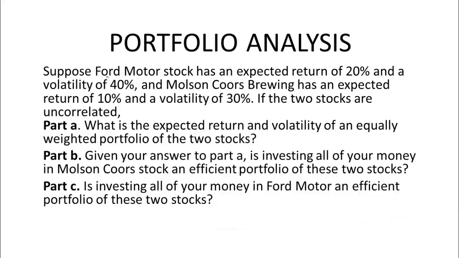In the given question, we are given the data for Ford Motor Stock, which has an expected return of 20% and a volatility of 40%, and Molson Coors Brewing, which has an expected return of 10% and a volatility of 30%. And if the two stocks are uncorrelated, we need to find out the expected return and volatility of an equally weighted portfolio of the two stocks.